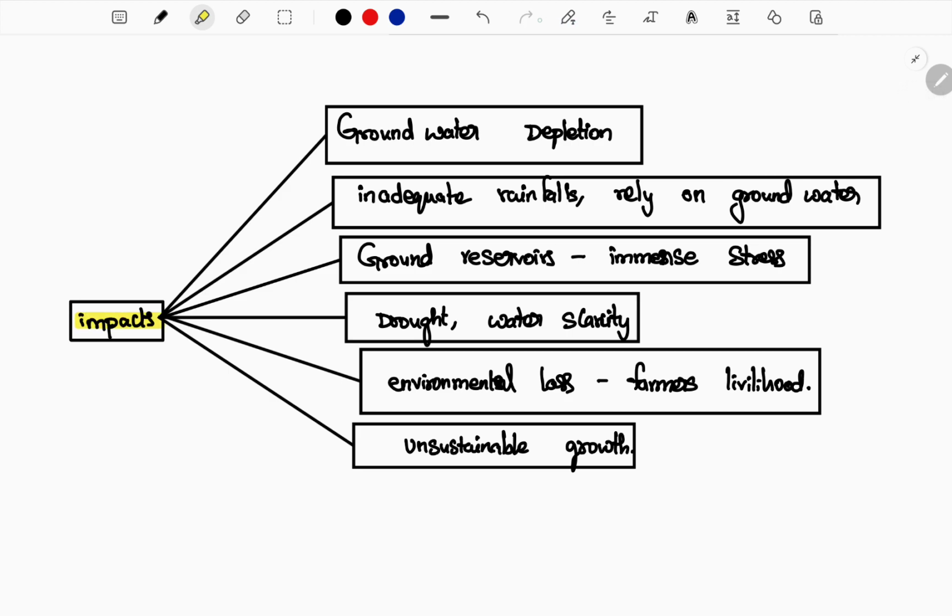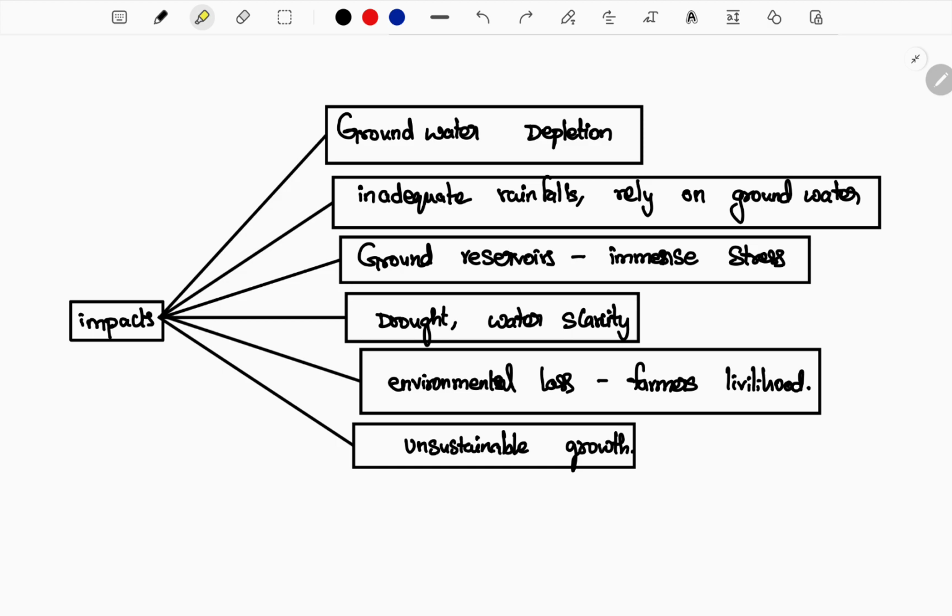What can be the impact of it? If we come to the impacts, groundwater. Sugarcane cultivation will utilize a large amount of groundwater. If it is utilizing more groundwater, more groundwater will be depleted. Here we have inadequate rainfall, and we are relying on groundwater.